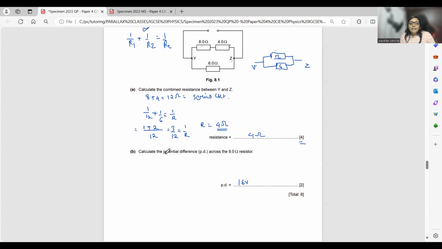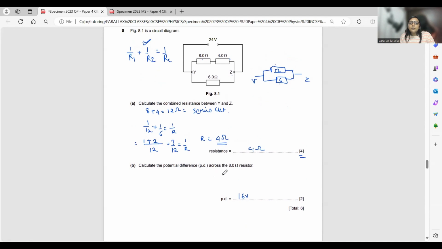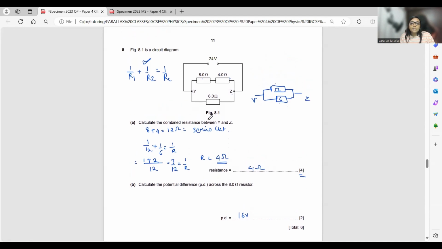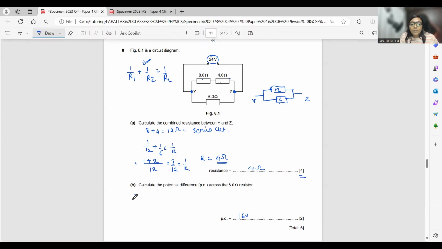Okay. Next, calculate the potential difference across 8 ohm resistor. Let's have a look at the 8 ohm resistor. Now remember, 8 and 4 together are connected in series, right? And the potential difference is 24 volts. That means 24 volts is across 8 and 4 together, right? So let's start from there. You have 24 volts and that's the total potential difference across 8 and 4, which is just 12 ohms.